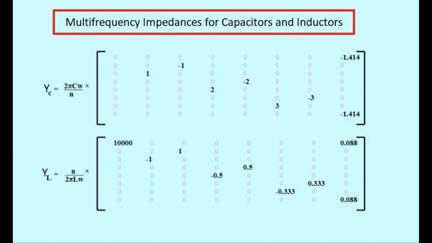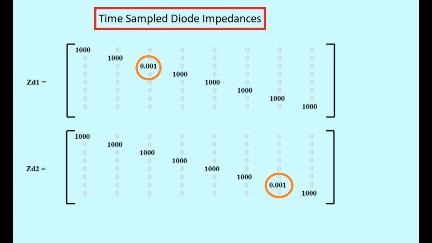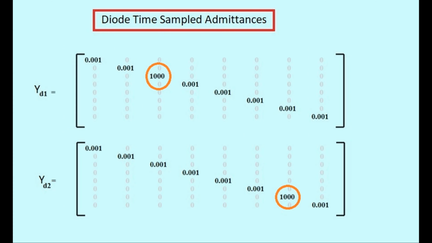And here are the corresponding admittances. They are really just the impedances swapped with each other. These are what we'll put into the circuit solving matrix. And here are the two time-sampled impedances for the two types of diodes used in the bridge rectifier circuit. You'll have to look at part 1 of this series to see how I calculated them. They function as a timed switch for the circuit. And here are their corresponding admittances. These are just the inverse of the impedances, and it is easily done because they are diagonal matrices.